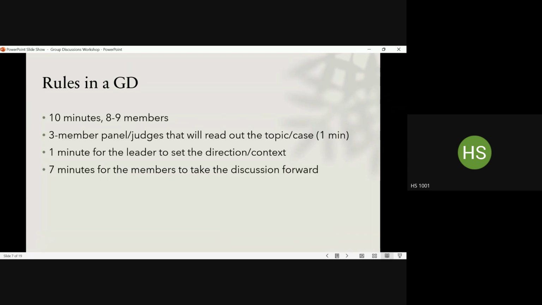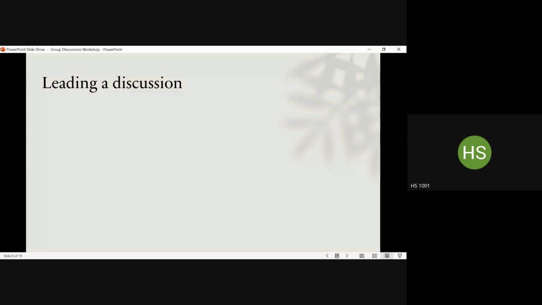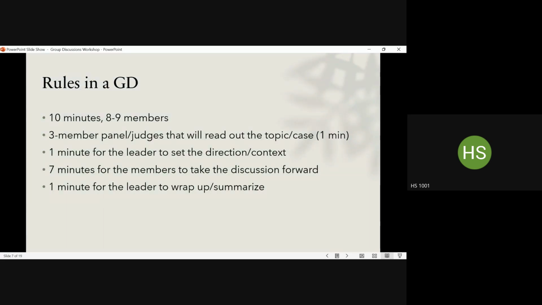Now, we are talking here about a group with roughly 8 members. And if you have 10 minutes for the group discussion, this is how the time will be portioned out. You will have a panel of judges. It does not always have to be a 3-member panel.